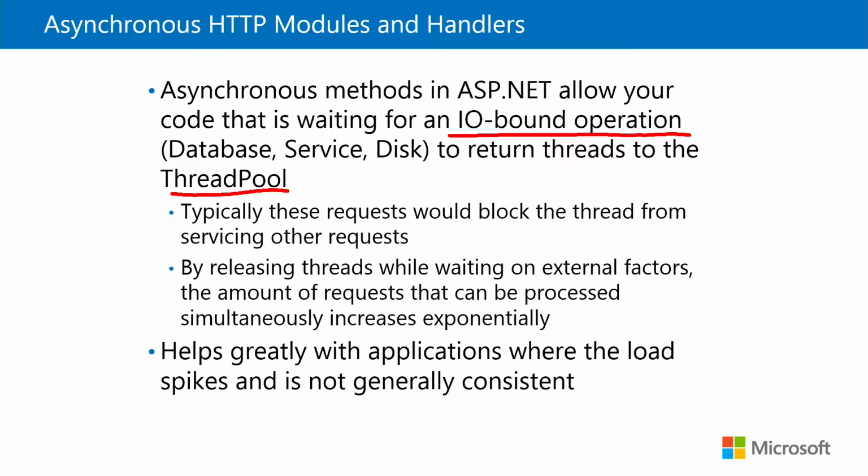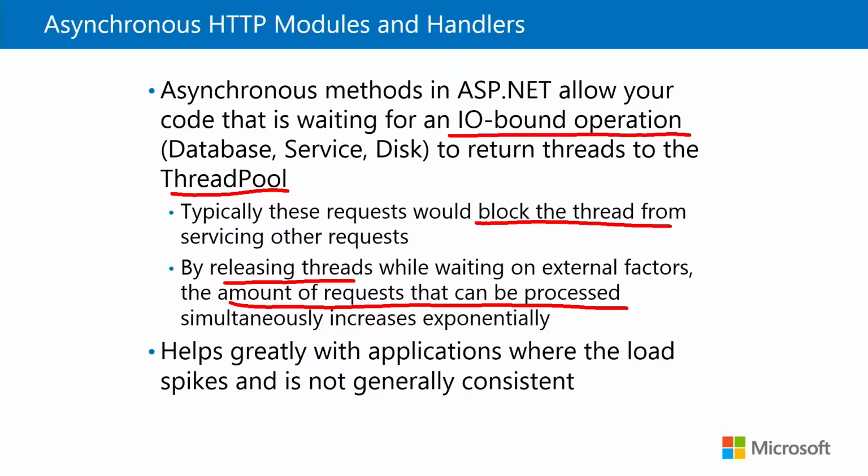to return threads to the thread pool. Right? Now, prior to this, and by the way, this is still the old behavior, still the default behavior, you actually have to make your system asynchronous. It's not hard to do that. I'm going to show you how to do that. But typically, these are going to block the thread from servicing other requests, right? But when you release the threads, that's going to increase the number of requests that can be processed simultaneously.